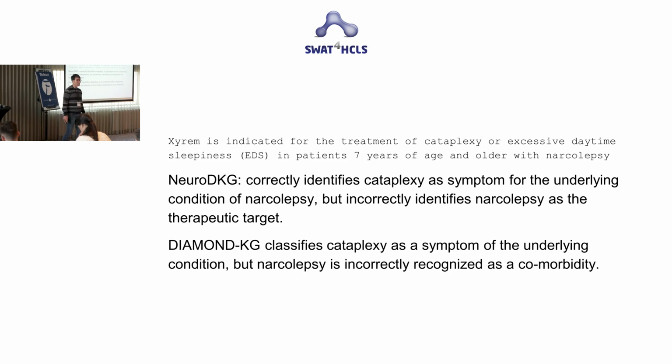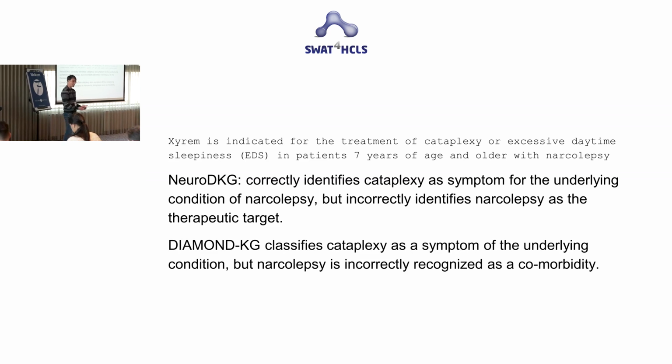Here's an example of text where actually both have some problems. All right, Xyrem is indicated for the treatment of cataplexy or excessive daytime sleepiness in patients 7 years of age and older with narcolepsy. Right, so again, the indication is cataplexy or excessive daytime sleepiness. So these are things that we're trying to treat. But the underlying condition, the reason that people experience this, is narcolepsy. So when they're diagnosed with that, they sometimes have these as symptoms, right? So the medication is intended not to treat narcolepsy, it's intended to treat cataplexy or excessive daytime sleepiness, right?